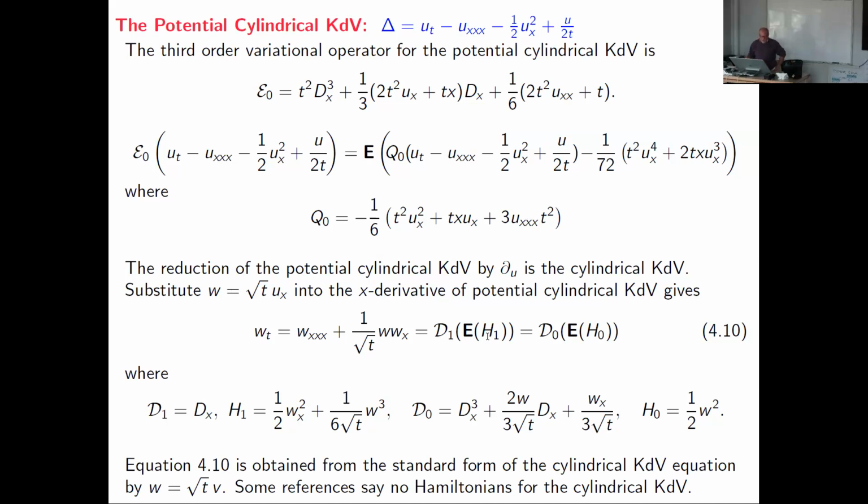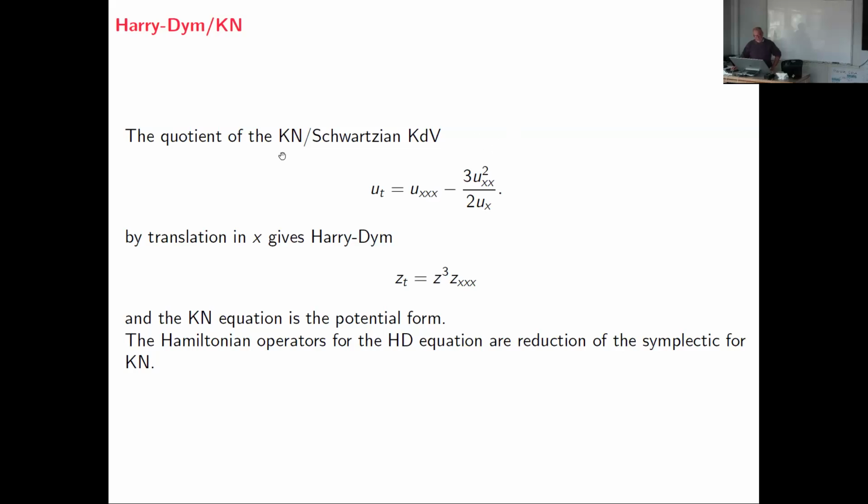Another interesting one is the Schwarzian KdV, or the Kirchhoff-Novikov equation. This has two very obvious variational operators or symplectic forms, and the quotient by translation in x, which is a symmetry of these operators, is the Harry-Dym equation. Of course, the Kirchhoff-Novikov or Schwarzian KdV is just a one-dimensional extension of Harry-Dym, and the symplectic operators for Kirchhoff-Novikov are just the lifts of the Hamiltonian operators for Harry-Dym. So in some sense, maybe you would think of them as the same equation. I'm not 100% sure. It's a one-dimensional covering of this equation, and the Hamiltonian operators are exactly lifting to the symplectic operators for Kirchhoff-Novikov and Schwarzian KdV.